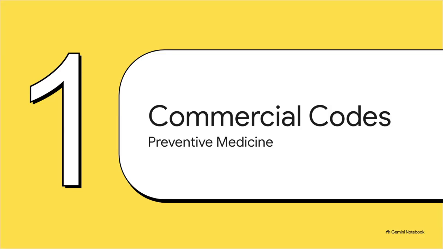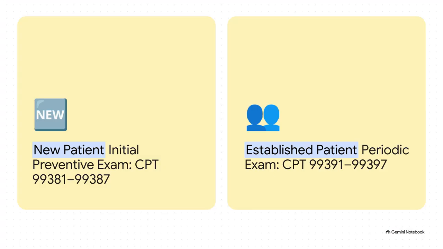All right, kicking things off with Section 1, Commercial Preventive Medicine Codes. So, first things first, it is absolutely critical to understand that commercial codes function entirely differently than your typical sick visits. For commercial payers, preventative service codes are split right down the middle based on patient status. On one side, we have the initial preventative exam codes, running from CPT 99381 to 99387. Now, these are strictly for new patients.